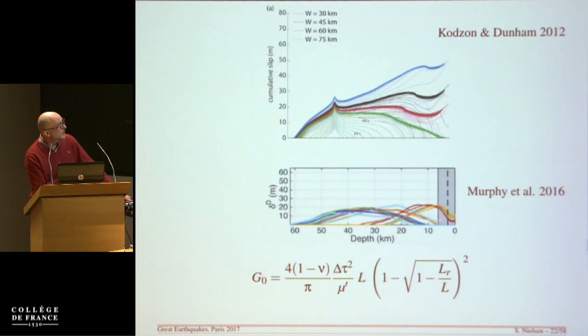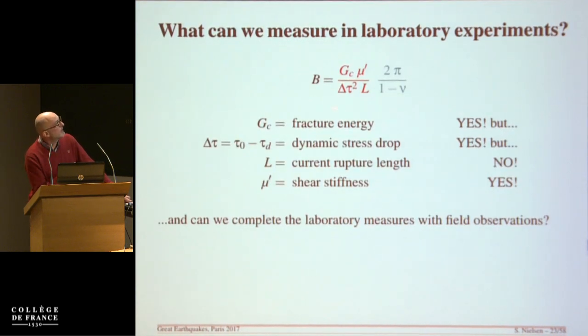This is another model showing similar things by Murphy. So if the rupture is relatively deeper, it will slow down before it reaches the surface. You use this equation. So again, this is the parameter that we want to measure in the laboratory. Of course, some things we can measure, others we can't. We can measure fracture energy.